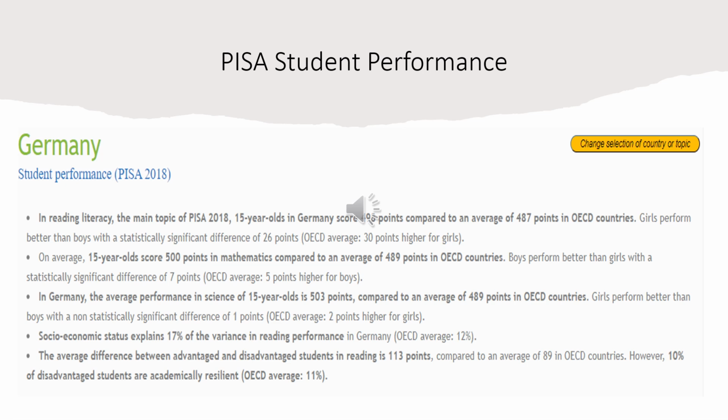Socioeconomic status explains 17% of the variance in reading performance in Germany, compared to 12% in the other countries. The average difference between advantaged and disadvantaged students in reading is 113 points in Germany, compared to an average of 89 in the other countries. However, 10% of disadvantaged students are academically resilient.